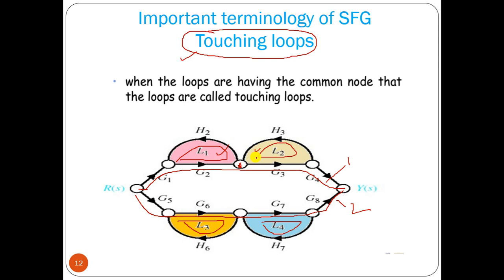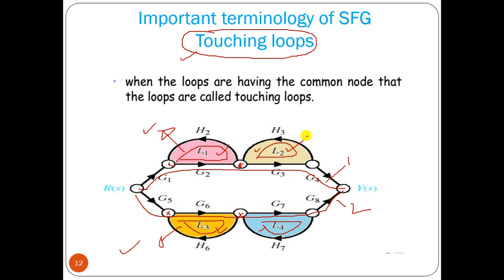Now if we look, loop 3 and loop 4 are also touching with each other because they have a common node. Now if you compare loop 1 with loop 3, we can see that these two loops do not have any common node. L1 has these two nodes, loop 3 has these two nodes. They are not touching with each other. So L1 and L3 are non-touching loops.